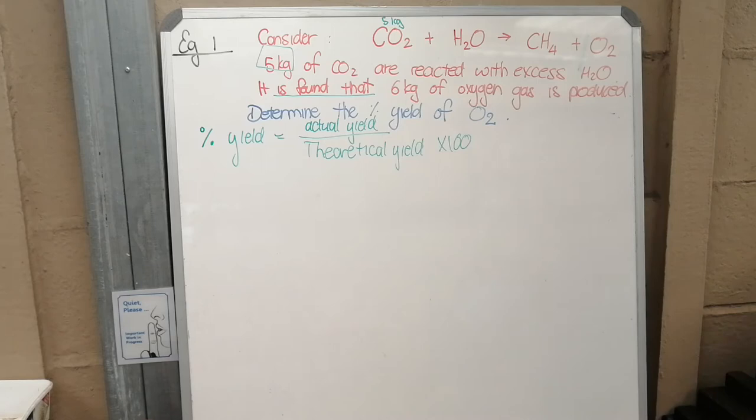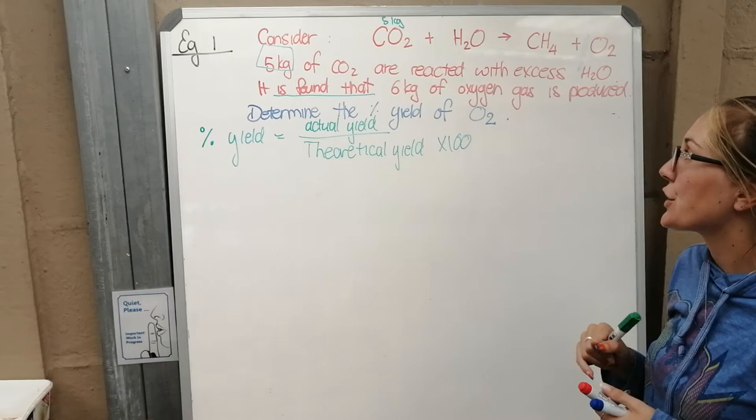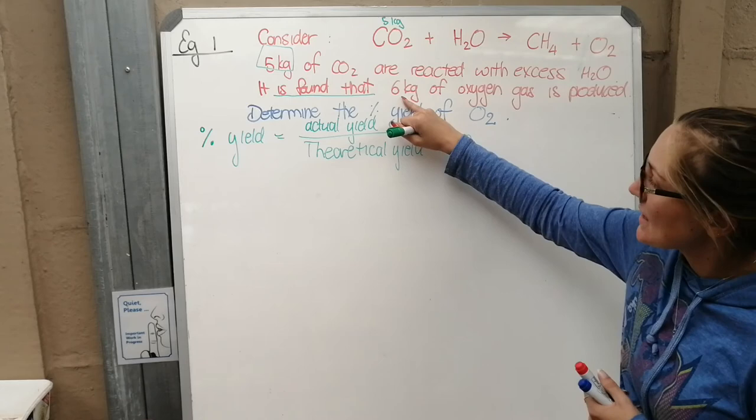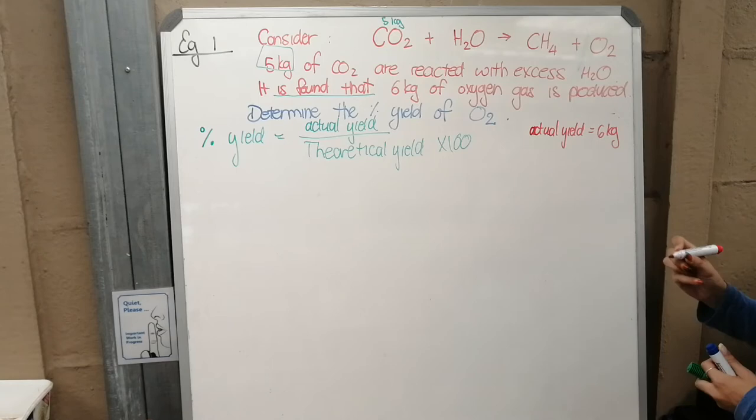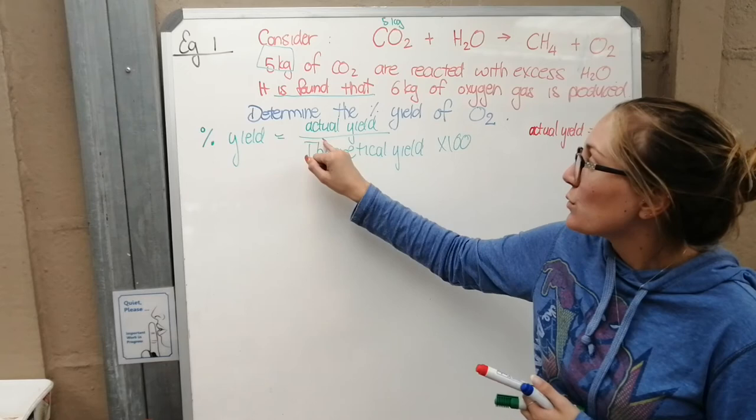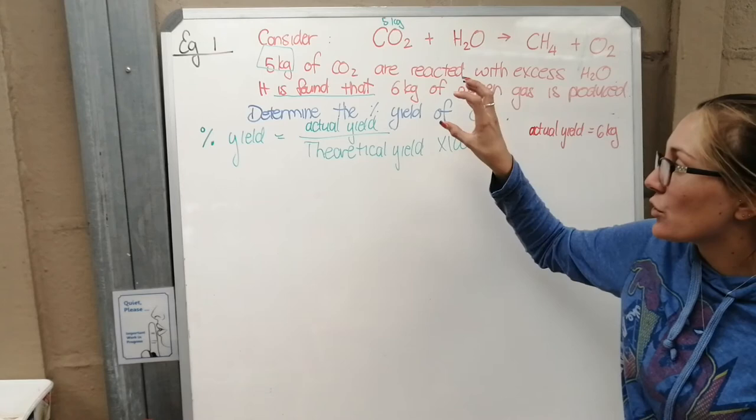I know it's something that we don't really enjoy, but you've got to read carefully to determine what this 6 kilograms is. They say it is found that 6 kilograms of oxygen gas is produced. So in real life, this 6 kilograms is our actual yield. They've told us that the actual yield is 6 kilograms for oxygen. So we know we're looking for the percentage yield, we know the actual yield, and we still need to find the theoretical yield in order to use this equation.